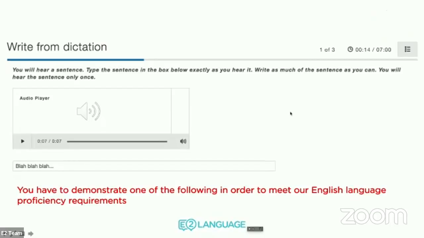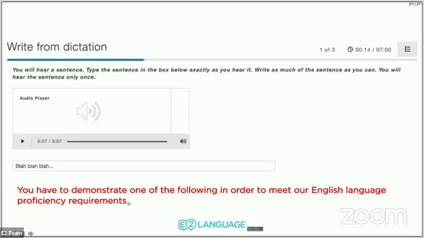The answer is this. You have to demonstrate one of the following in order to meet our English language proficiency requirements. This should also have a full stop at the end. I'm not entirely sure if you need correct punctuation, but better to be safe than sorry. So do put a full stop and a capital letter. You have to meet one of the following in order to meet our English language proficiency requirements.